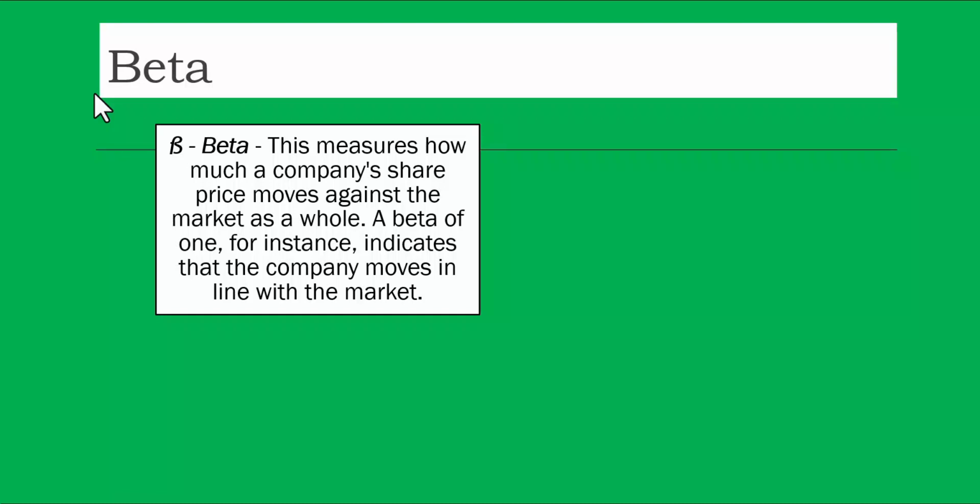Or the other way around, if the Sensex tanks by 10% and Hero Motocorp comes down by 12%, then the beta is 1.2. We take the return of the stock divided by the return of the market. So Hero Motocorp going up by 12%, Sensex going up by 10%. So 12 by 10. So beta will be 1.2.